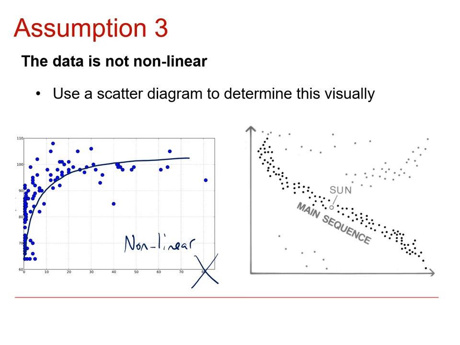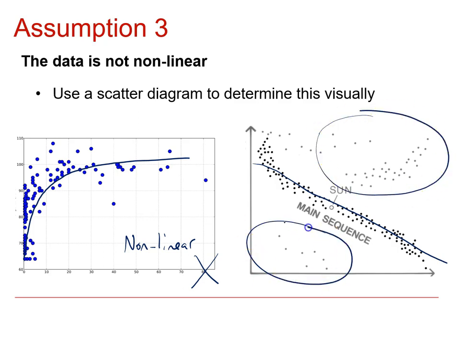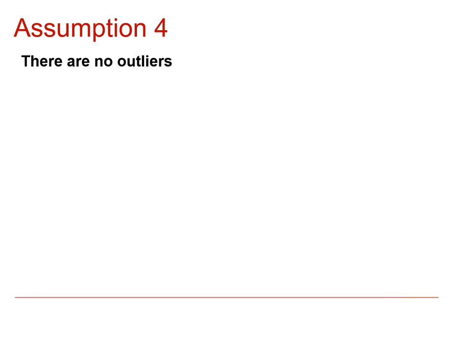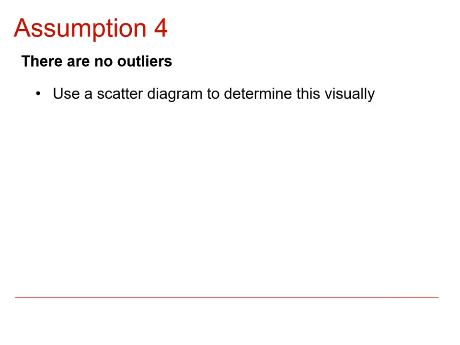This one, we could consider the main sequence here to be roughly linear, although it does have a curl at each of the ends, but there are all these other stars outside the sequence that are forming a different pattern, so I would say that is not a safe assumption either. Assumption 4, there are no outliers, and again we want to use a scatter diagram to determine this visually.